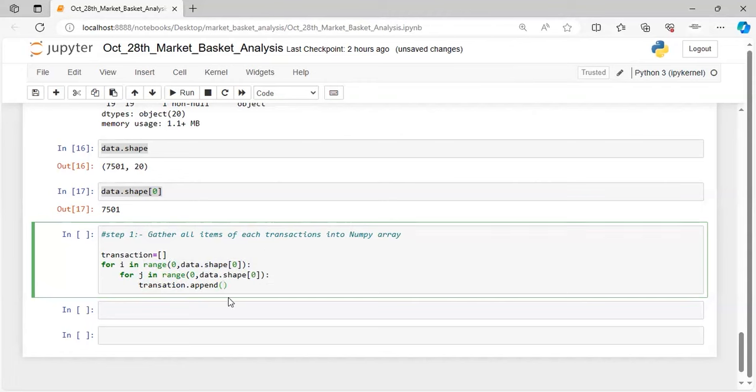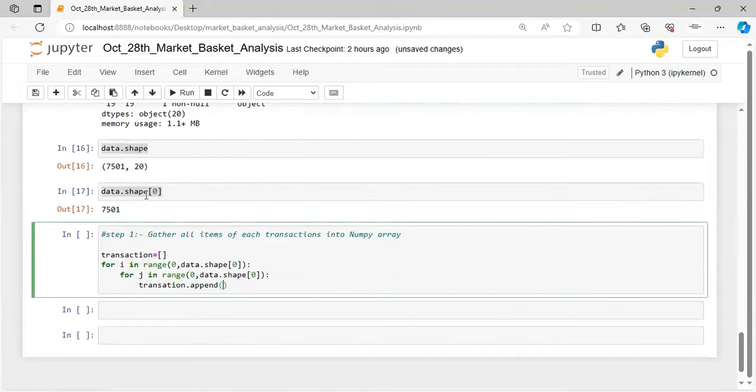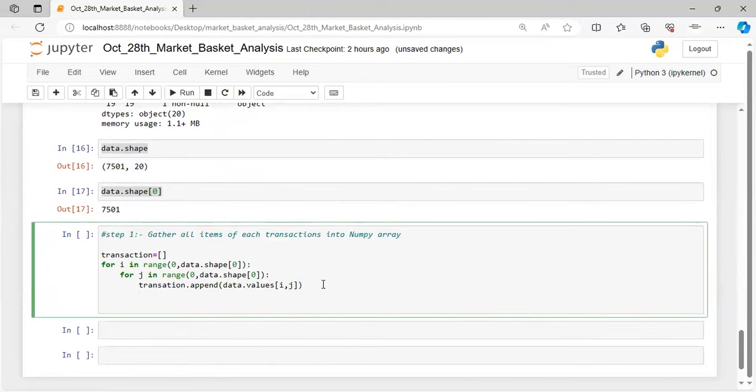For appending, you have to pass this data in the form of an array. Data is a data frame, but if you write data.values, it will change this data frame into the format of an array of values. And here you pass i, comma j. Then we can set transaction equal to np.array of transaction.